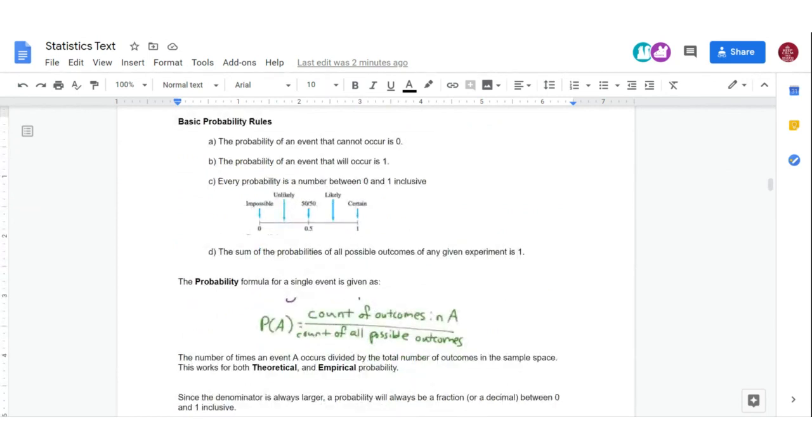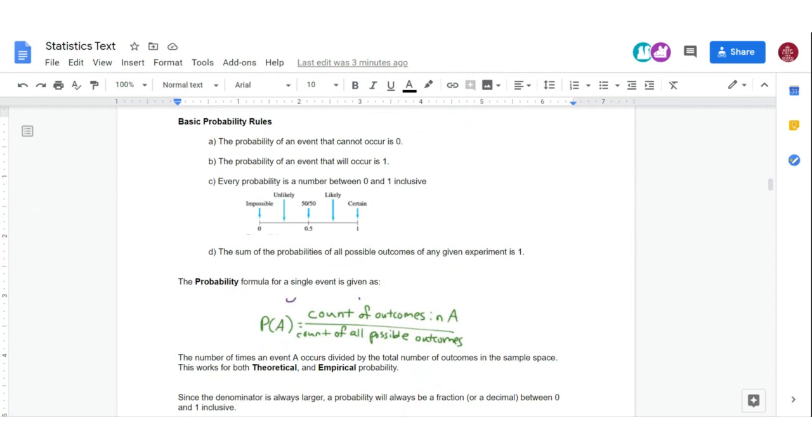Let's just go through the rules first. I was going to say let's talk about the formula first, but it really doesn't matter that much. Okay, the probability of an event that cannot occur, something that's impossible to happen, is 0. So in other words, if somebody tells you there's 0 chance you're going to get out of this world alive, that means that it's not going to happen. And the probability of an event that will occur is 1.